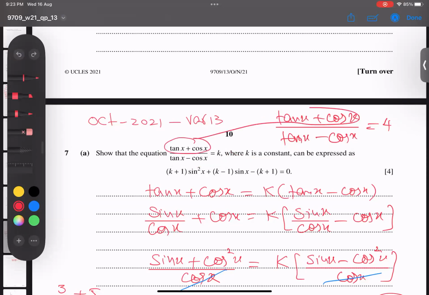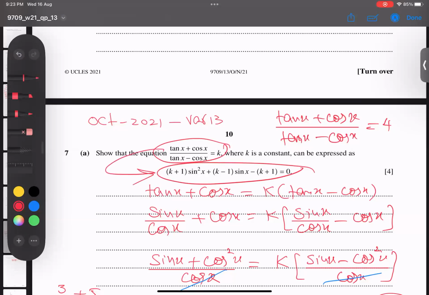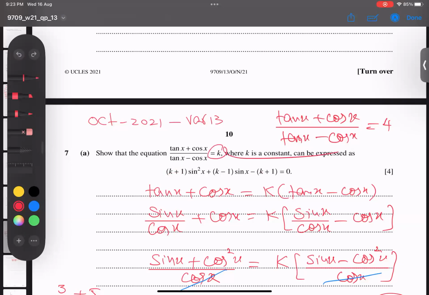Tan plus cos matches, tan minus cos matches, k is 4. It means the k value is equal to 4. So if I want to solve this equation, because this equation is converted to this one, in short, this equation and this equation are the same, only the shape changed. So if I have a 4 here, for example, I can replace every k by 4. You can ask me, where did the 4 come from, sir? Because if you compare them, k becomes 4.